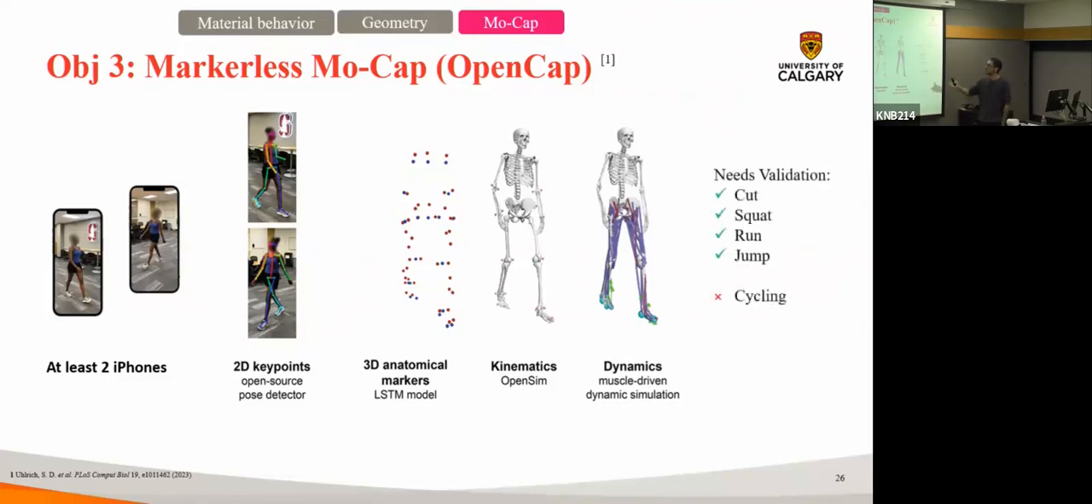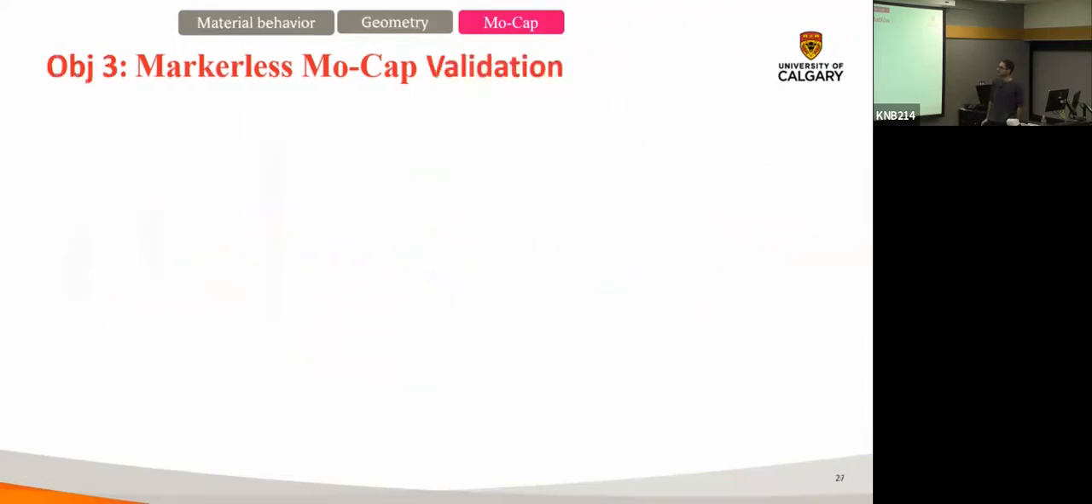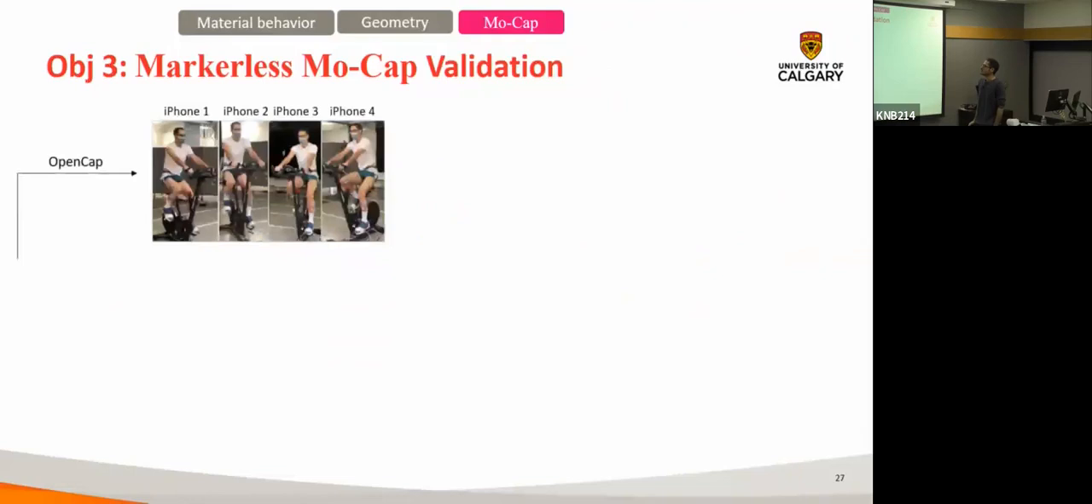The problem with these markerless motion captures is that you need to validate the motion that you're going to capture first. You cannot say, okay, I'm going to use this for whatever activity I want. We know that cut, squat, run, and jump activities have been validated using OpenCap. But in my research, we're going to validate this software for cycling. So we are using 4 iPhone cameras instead of 2 to improve the accuracy.